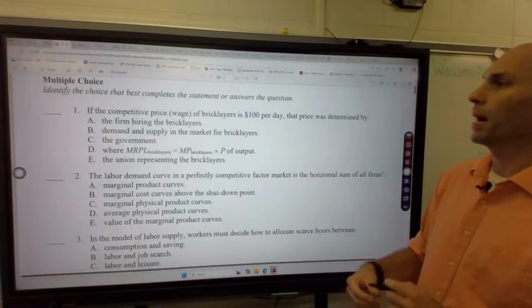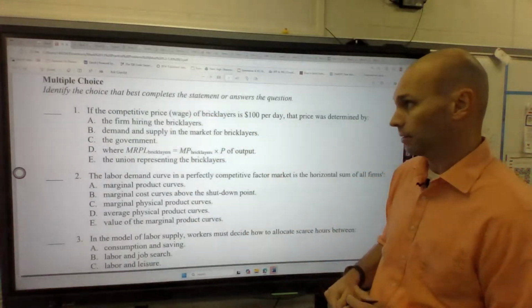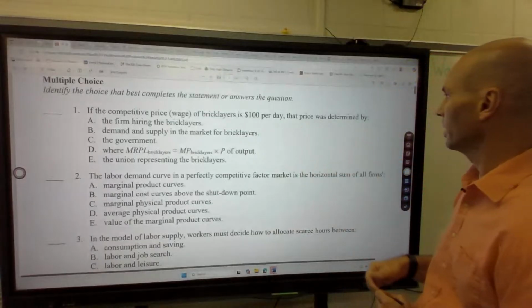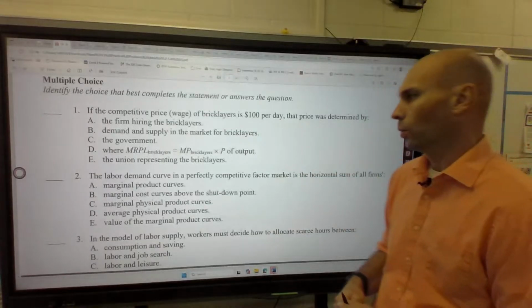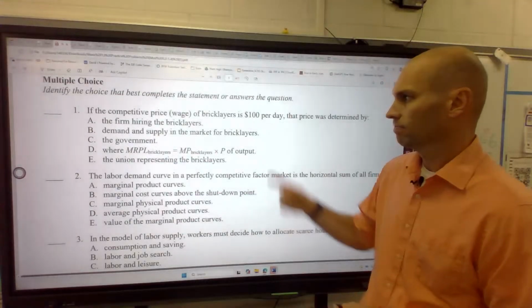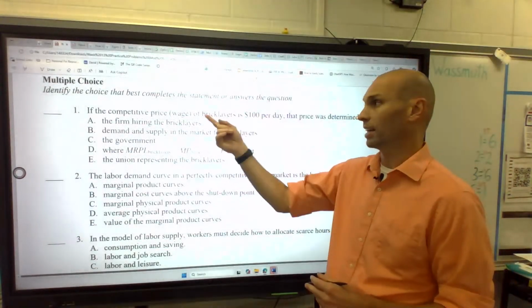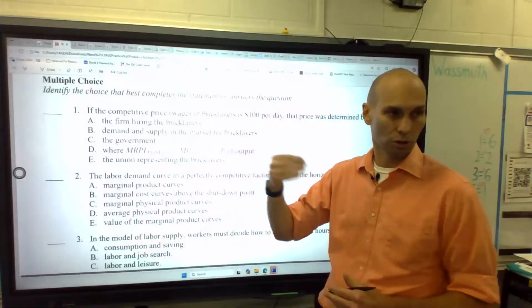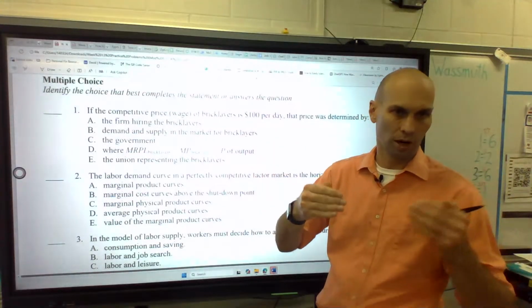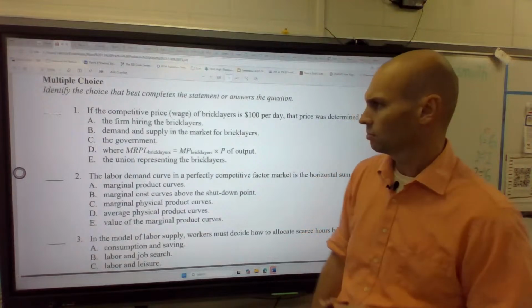All right, if competitive price, the wage of bricklayers is $100 per day. Okay, $100. What price? That price was determined by, well, that means for the last worker hired, if that's their wage, that's their marginal cost, it must equal their marginal revenue product of labor. So it's B.